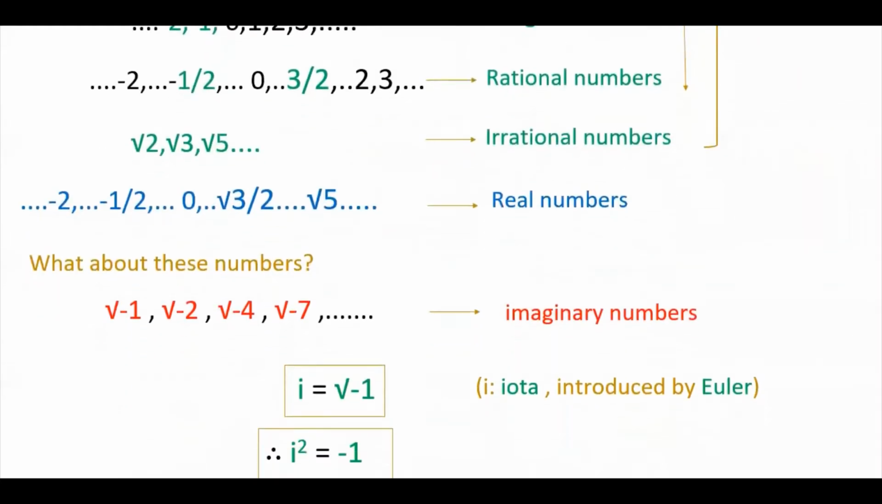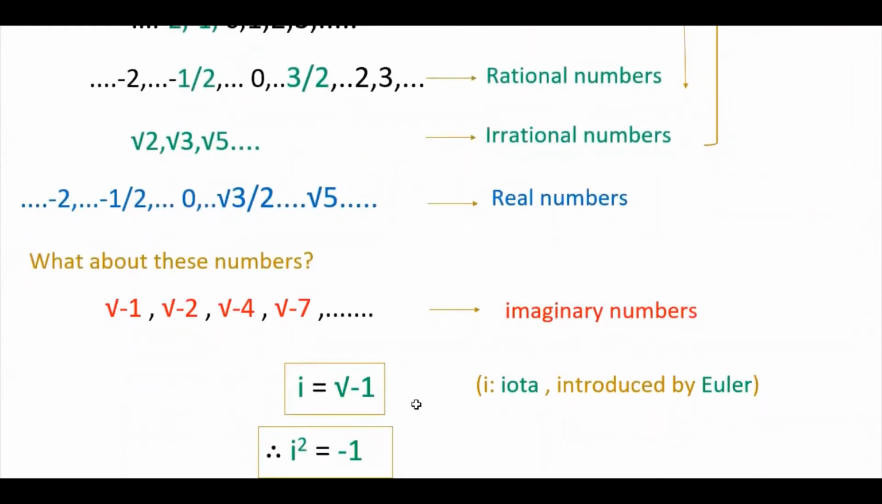And the famous mathematician Euler introduced the symbol i for root minus 1. So from now onwards you have to write root minus 1 as i. This is iota. i means iota. So i is equal to root minus 1. Therefore, i square is equal to square root of minus 1 whole square, that is minus 1.